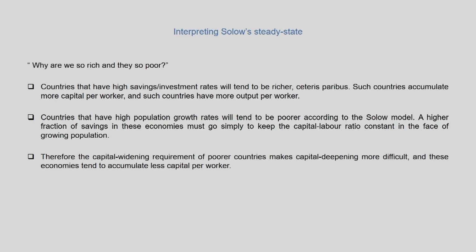Secondly, countries that have high population growth rates will tend to be poorer according to the Solow model. A higher fraction of savings in these economies must go simply to keep the capital per worker ratio constant in the face of growing population. Third, therefore, the capital widening requirement of poorer countries makes capital deepening more difficult, and these economies tend to accumulate less capital per worker.